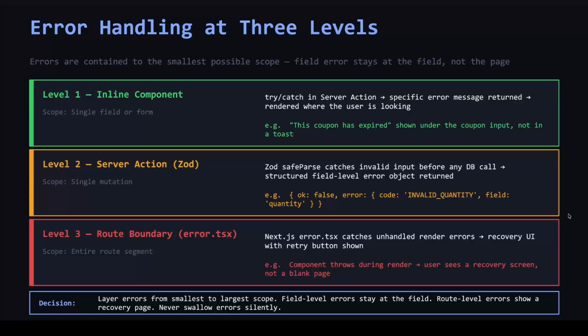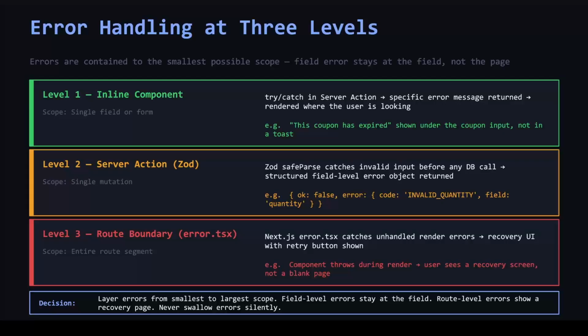And here's an example. For level 3, we have the route boundary, the error.tsx file. The scope is the entire route segment. Next.js error.tsx catches unhandled render errors for the route and displays a recovery UI with a retry button. Example: a component throws during render. The user sees a recovery screen, not a blank page.